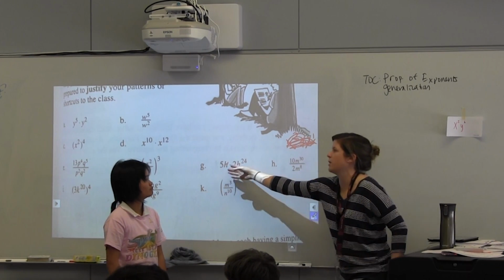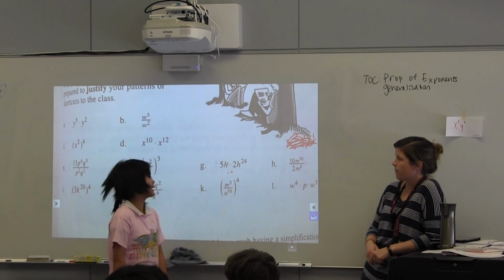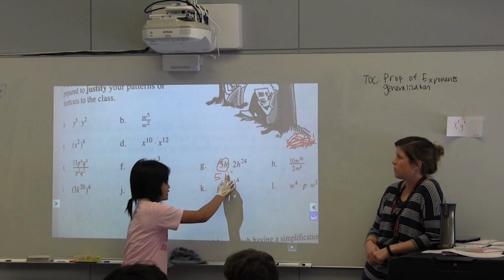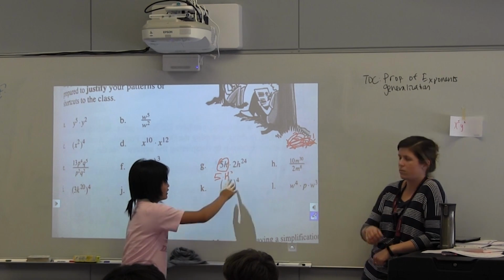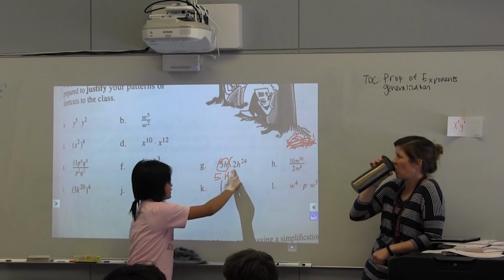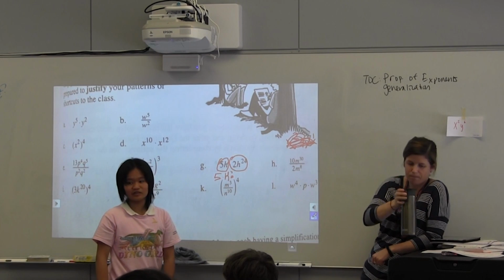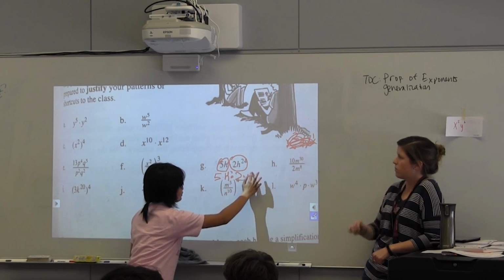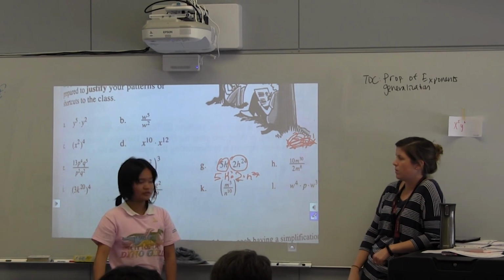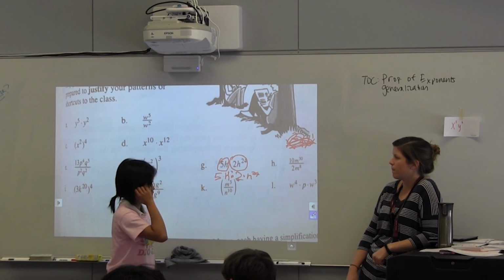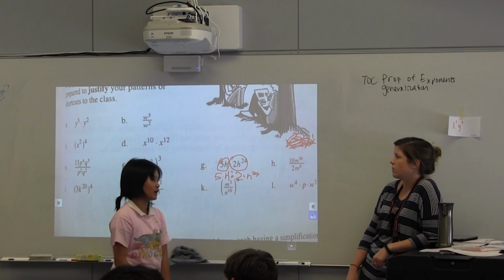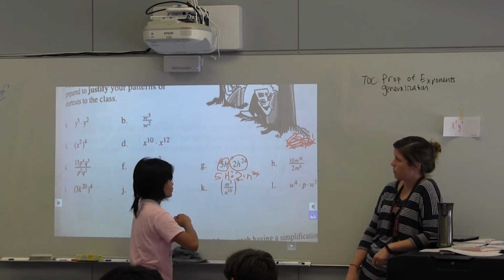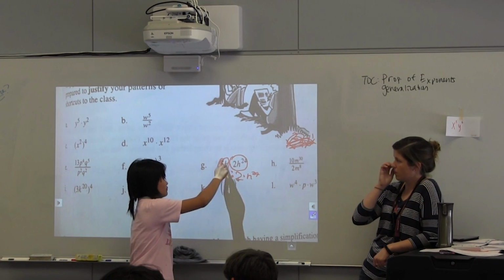So she's telling us that h is h to the 1st, okay? And this is 5 times h to the power of 1. And 2h to the 24th is 2 times h to the power of 24. Which is easier to multiply? Except the 5 and the 2 are separate from the h's.